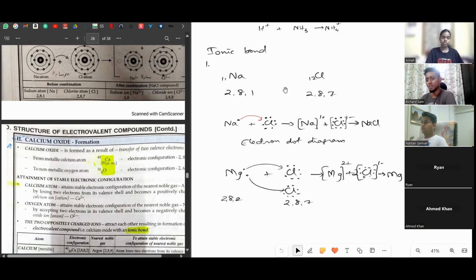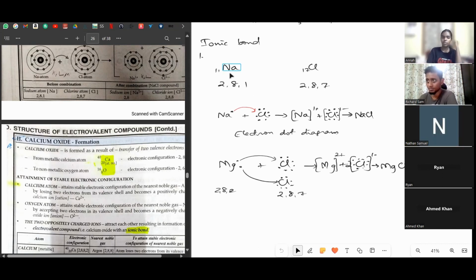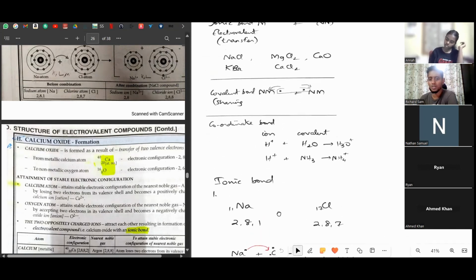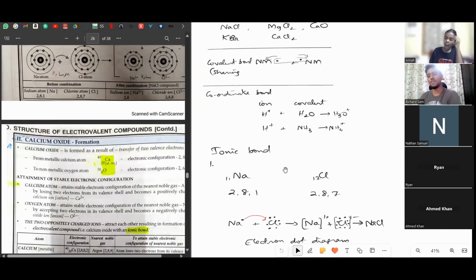So we saw 5 compounds in ionic bonds. Which were the 5 compounds in order? First was NaCl. Second was calcium oxide. Then magnesium chloride. Okay, these were 3. And then 2 more we saw: KBr and CaCl2. KBr is just like NaCl and CaCl2 is just like MgCl2, so we didn't draw them. Okay, so these were the 5 examples of ionic compounds.